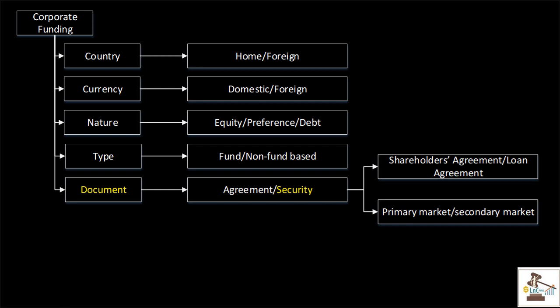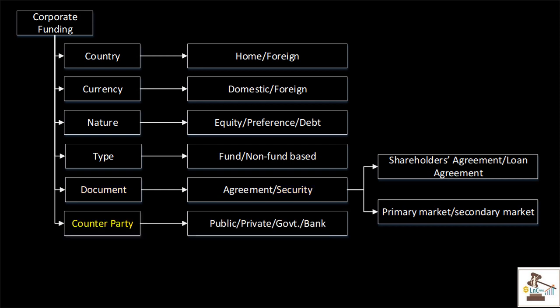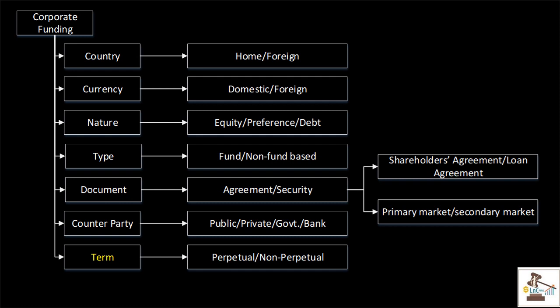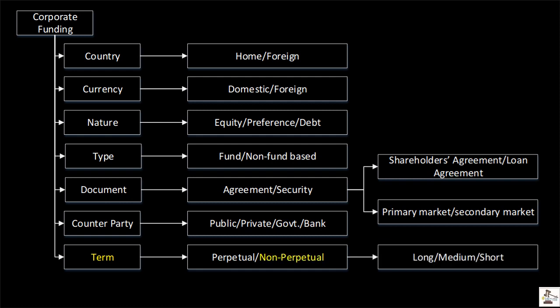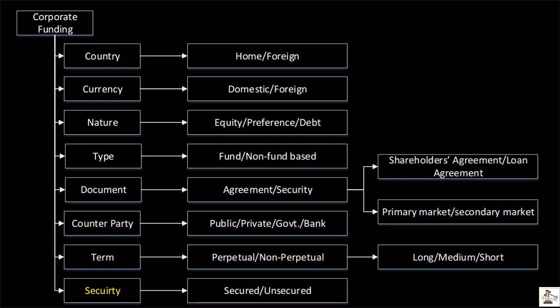Then the sixth aspect of funding is the counterparty involved in funding. Is it public or is it a private party? Or is it government or is it a bank? Then the seventh aspect of funding is the term of funding. Is it perpetual or non-perpetual? If it is non-perpetual, then is it long term or medium term or short term? That also we have to know. Then the eighth aspect of funding is security. Whether you have given any security to procure the funds or the funding is unsecured.